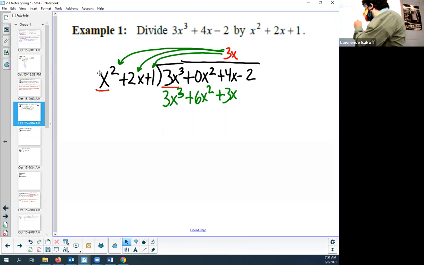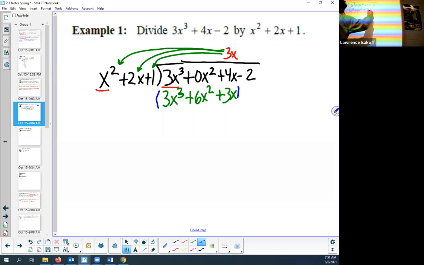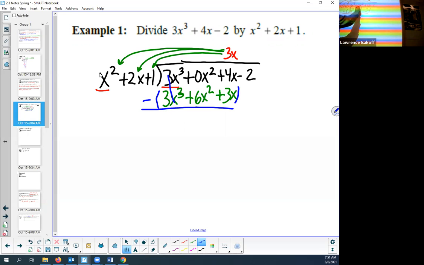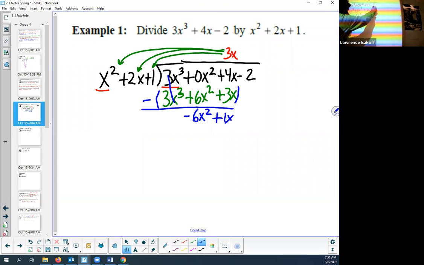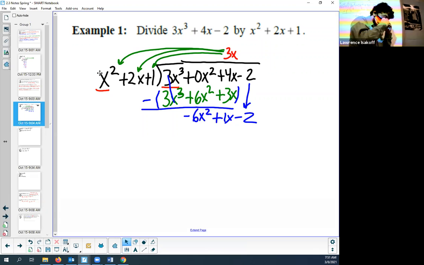Okay, now I'm going to subtract. 3x cubed minus 3x cubed, they conveniently cancel. 0 minus 6x squared will give me negative 6x squared. 4x minus 3x is going to give me a positive 1x, and then I'm just going to bring down the minus 2. Here's a place I need to pause.